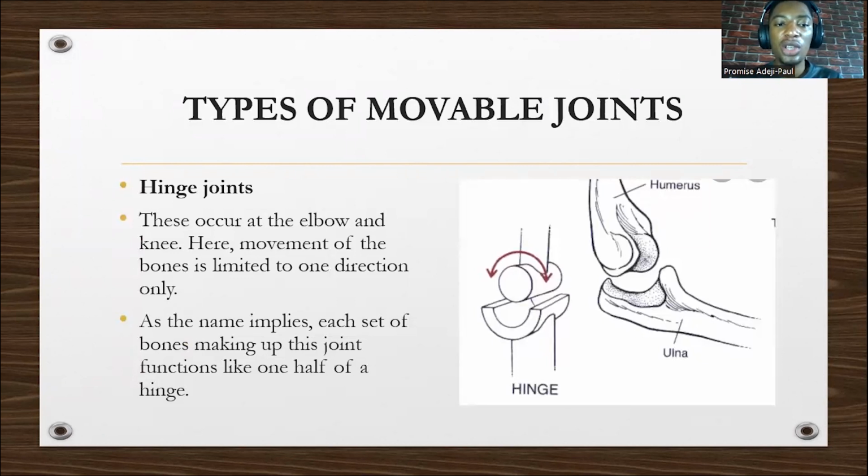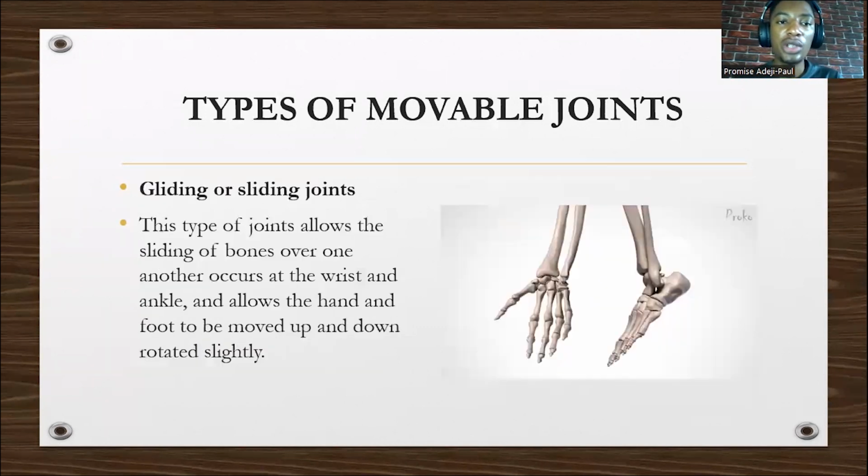So now we talk about hinge joints. They occur at the elbow and at the knee. Please take note, elbow and knee. The movement is limited to one direction only. You can only move it in one direction, one plane. As the name implies, each set of bones that make up this joint functions like one half of a hinge. It's just like a door. Most doors you see can open only one way. Open it here or open it here. So that's the way a hinge joint works.